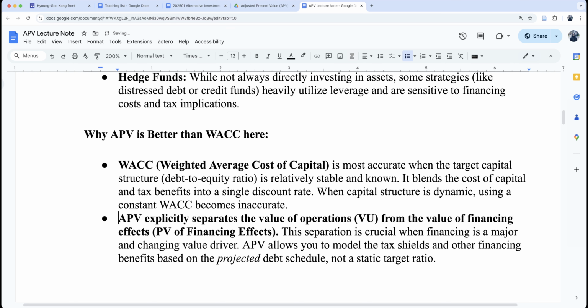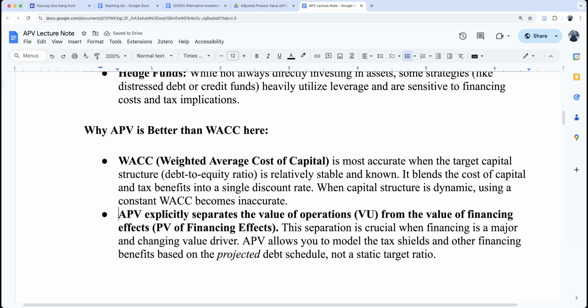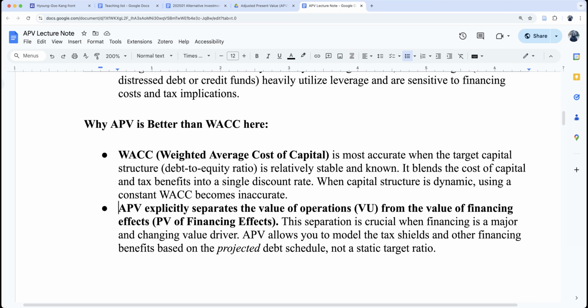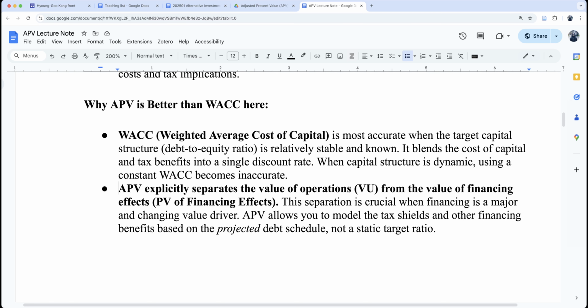Okay, so when capital structure is dynamic, using a constant weighted average cost of capital becomes inaccurate. And the APV explicitly separates the value of operation, VU, from the value of financing effect, PV of financing effect. This approach is crucial when financing is a major and changing value driver, which is true in many private equity deals or even venture capital deals sometimes.